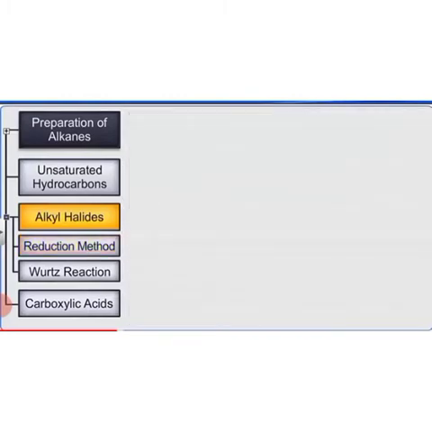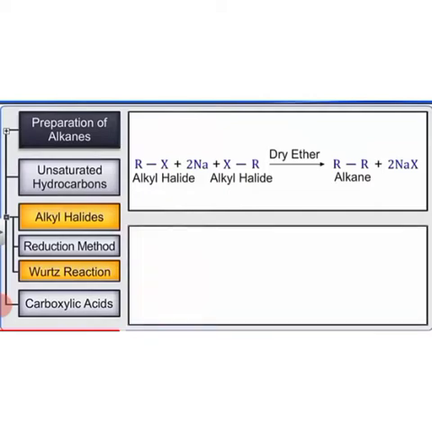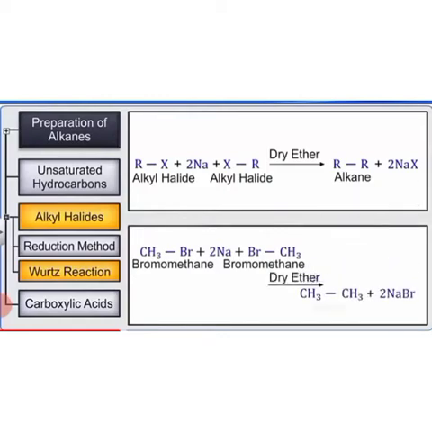Now let's see how to obtain alkane from alkyl halides using the Wurtz reaction. Alkyl halides, on treatment with metallic sodium in presence of dry ether, give higher alkanes with even number of carbon atoms. This reaction is known as Wurtz reaction. For example, the reaction of bromomethane with sodium metal in presence of dry ether gives ethane.